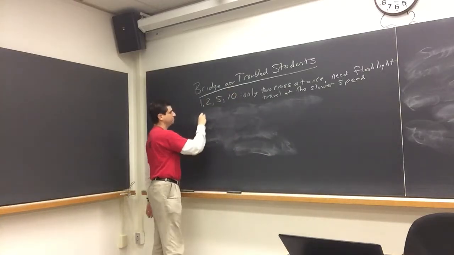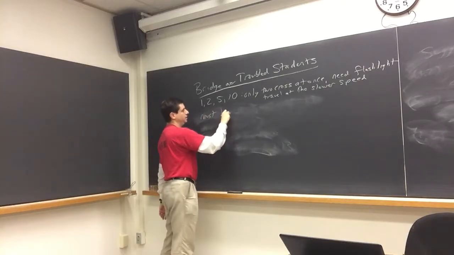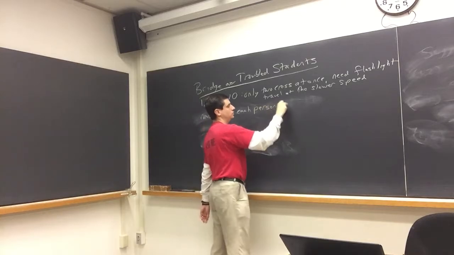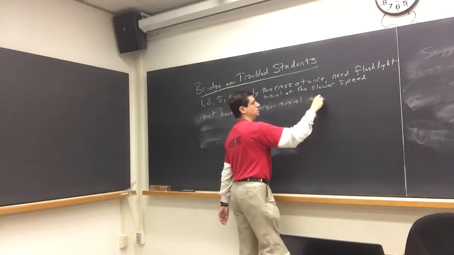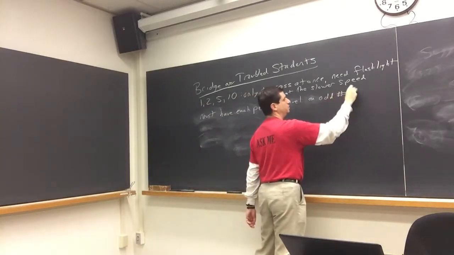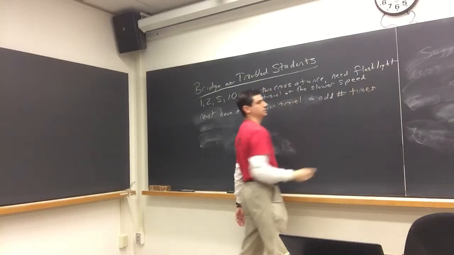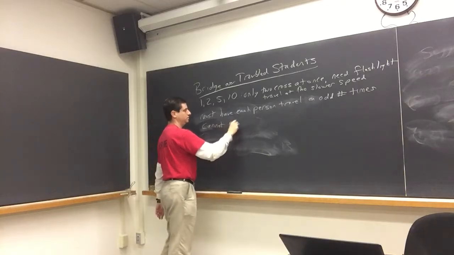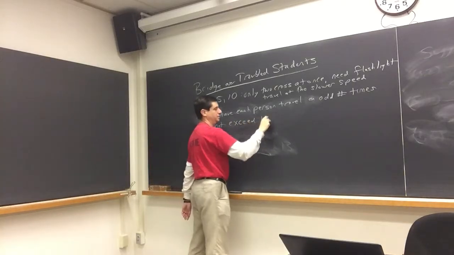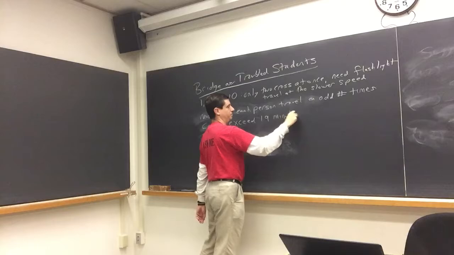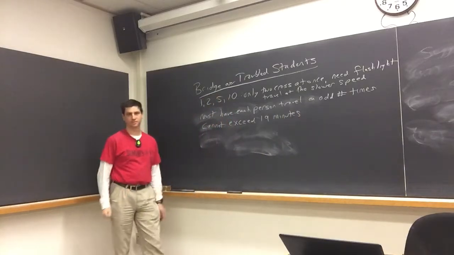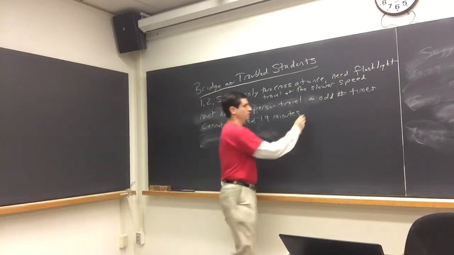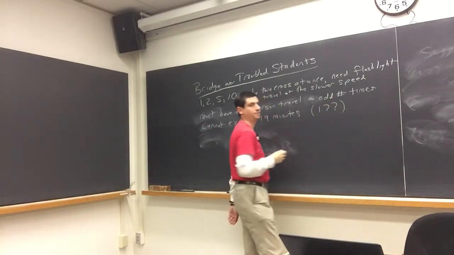So we must have each person travel an odd number of times and the total cannot exceed 19 minutes, because we know we can do it in 19 minutes. We might even know we can do it in 17 minutes, depending on whether we've been clever.